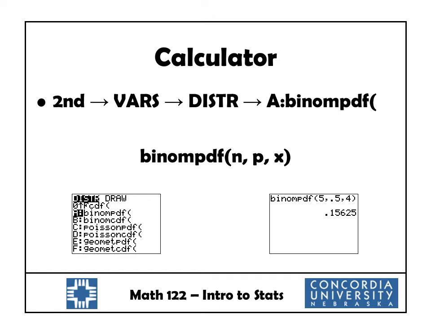Now when you select that option, back at your blank home screen, it will paste binom PDF and then an open parenthesis. And then you need to enter n, comma p, comma x. So in this case n is 5, so hit 5 and then comma key is right above the 7 key. And then 0.5 because p is 0.5 in this case, and then comma x is 4 in this case, so enter 4 and then do a close parenthesis and then hit enter, and you see our probability there, 0.156, which is identical to what we got using the PDF formula, but this is a lot easier to enter.